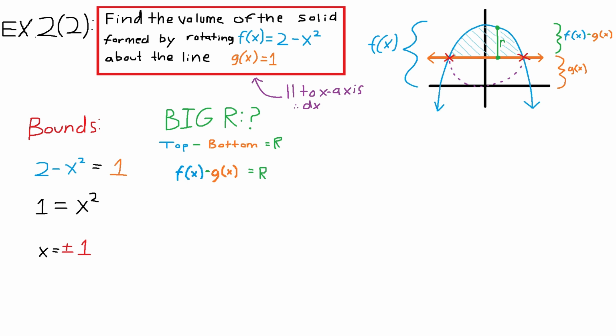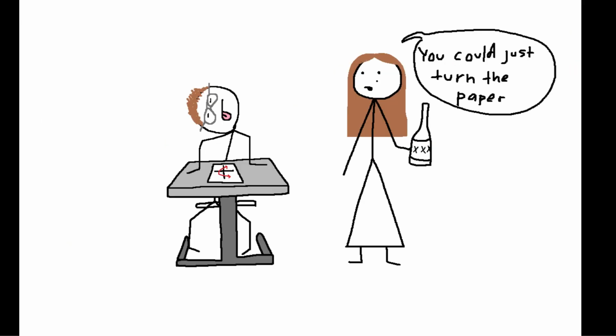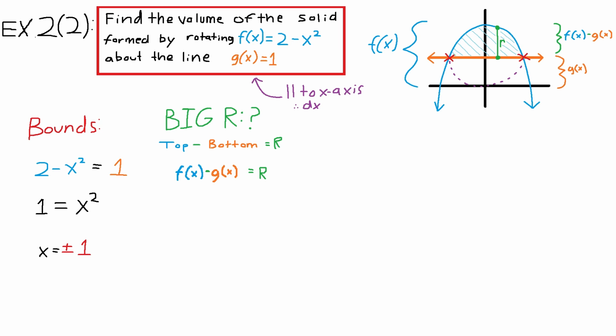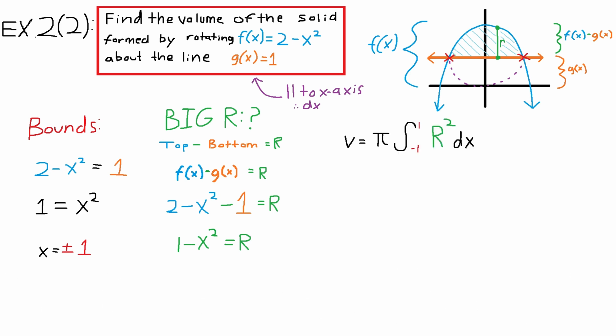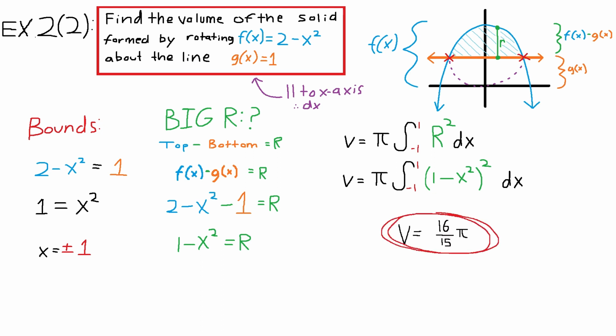And if this were spinning around an axis parallel to the y-axis, you would do right minus left instead. Or you could twist your neck to change the perspective of the graphs to become top minus bottom, like I used to do, and get weird looks from your math teacher. So by doing top minus bottom, we end up figuring out that big R equals 1 minus x squared. And now we have all the information to just plug and chug. So plugging in everything to our equation, we should end up getting a volume of 16 over 15 pi.